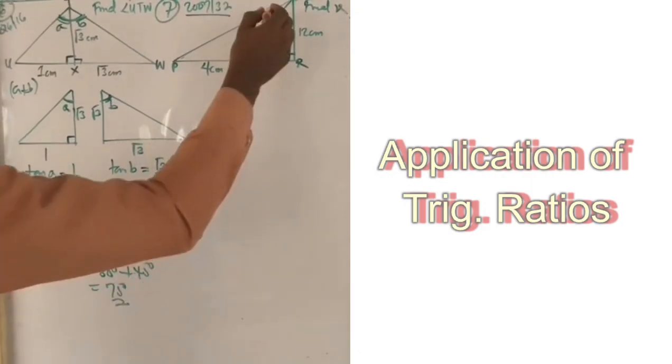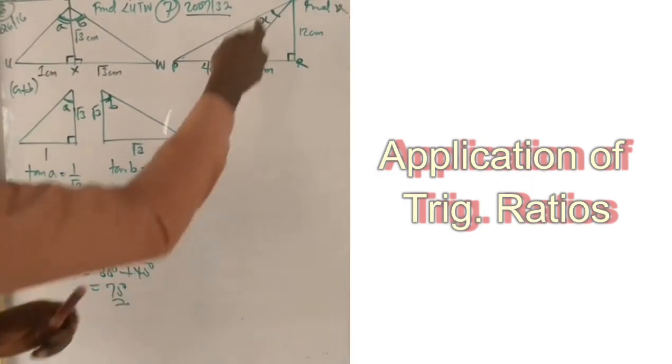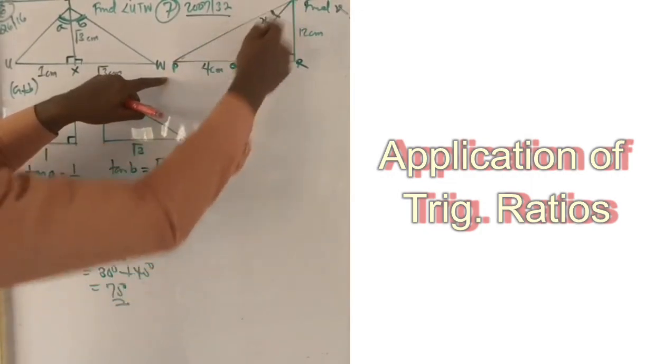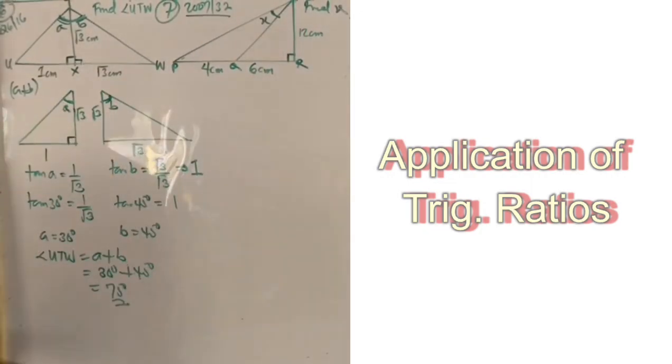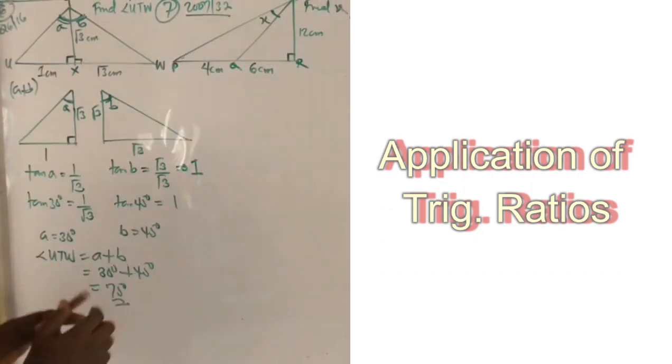Now this question number 7 is from 2027 over 32. So we are told to look for angle x. Now if you check, this angle x belongs to triangle PSQ, which is not a right angle triangle. So the best is for us to take out this right angle triangle first.